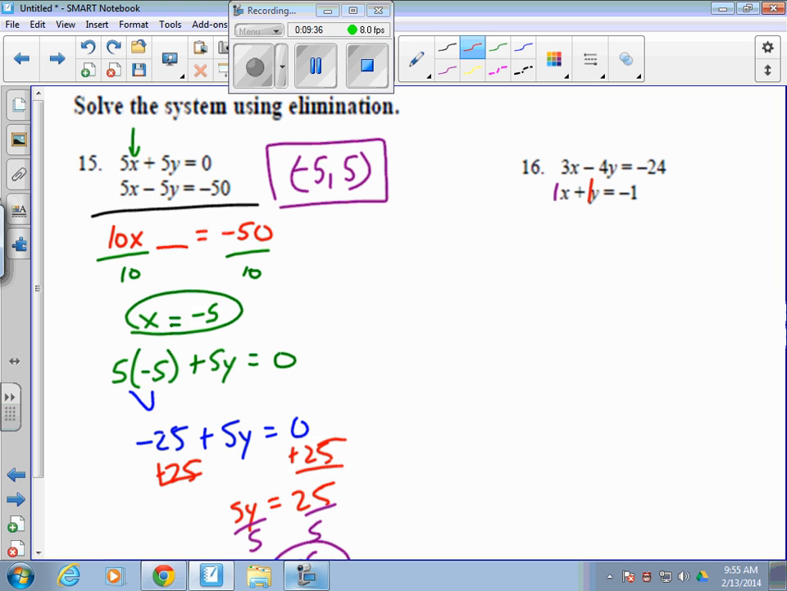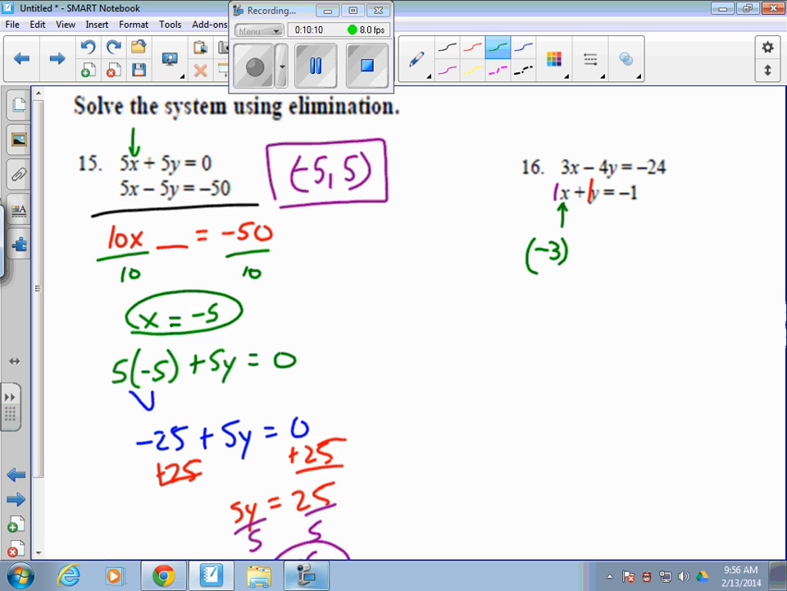So we can either multiply the 1x at the bottom by something to make it the opposite of 3, or we can multiply the 1y at the bottom by something to make it the opposite of negative 4. Both of them are about the same. It's easier to multiply by 3 than it is by 4. So we'll multiply this bottom equation to make this 1x turn into the opposite of 3x, which means we want that to be negative 3x. So multiply that term by negative 3.